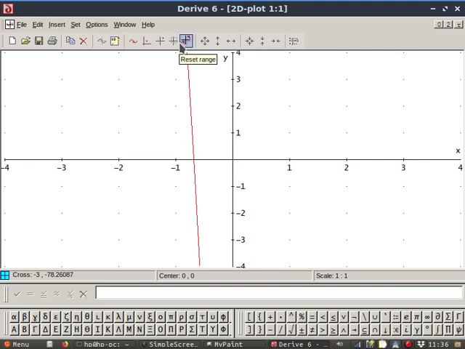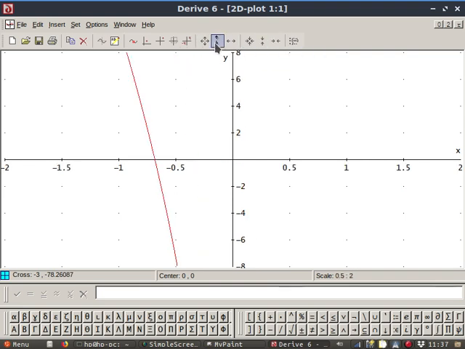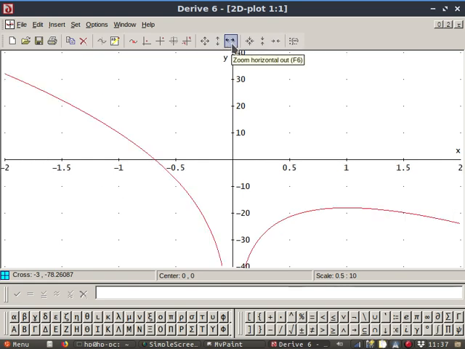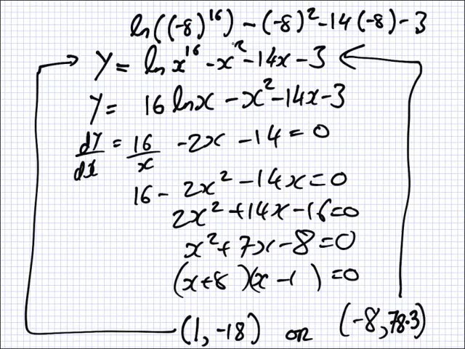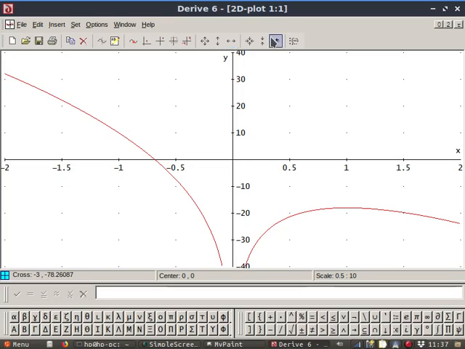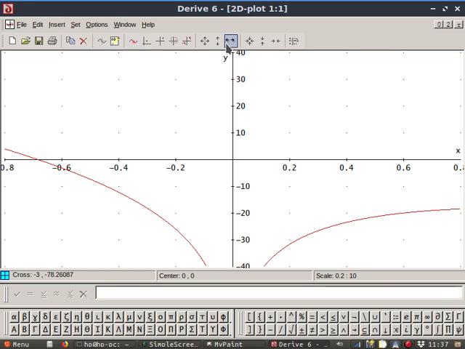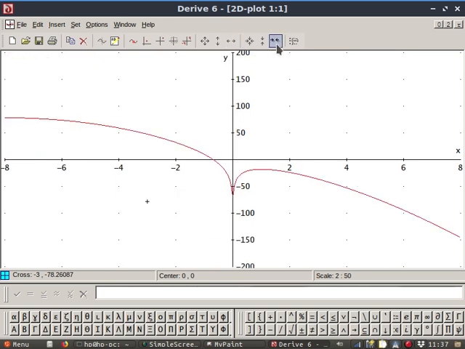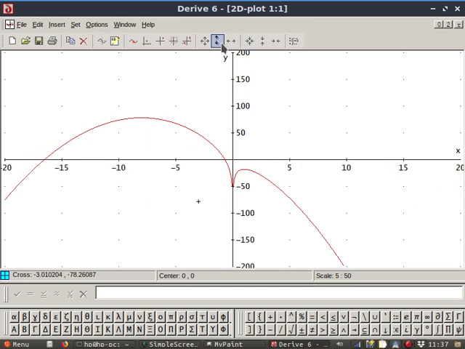Now, actually, let me reset this. Okay. There we go. What were our two values for x? 1 and minus 8. So I need to have minus 8 on the screen. Yeah, let me a little bit more. That's better. So I think we can all agree that at minus 8 and 70 something, we have found the maximum point here.